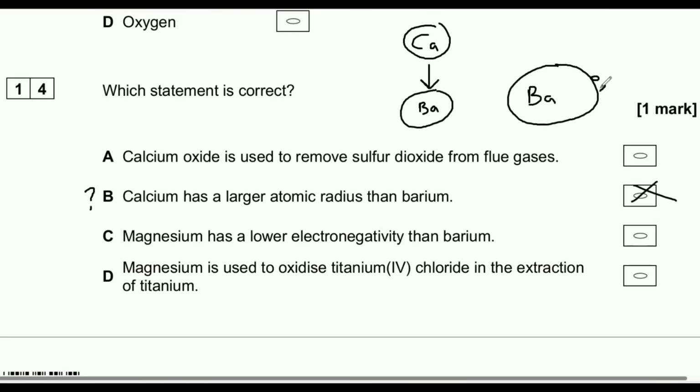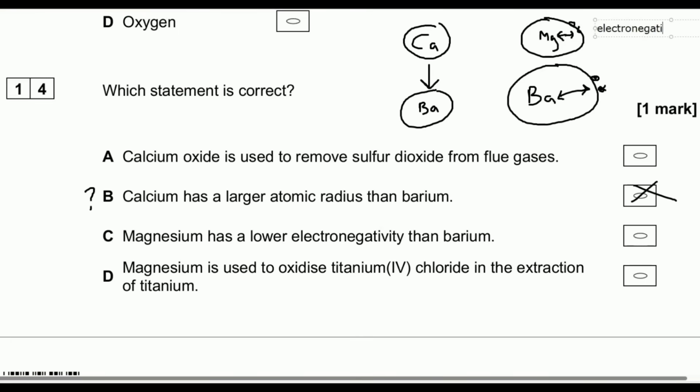Does it have a lower electronegativity than barium? Electronegativity actually decreases going down the group. Why does it decrease going down the group? They become more electropositive. Barium has the two outer electrons further from the nucleus than in magnesium. They're more likely to get lost. It's more likely to become positive.